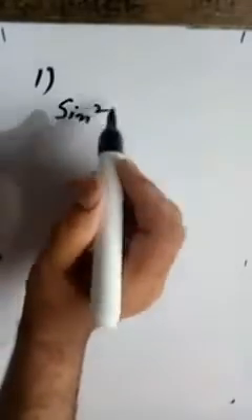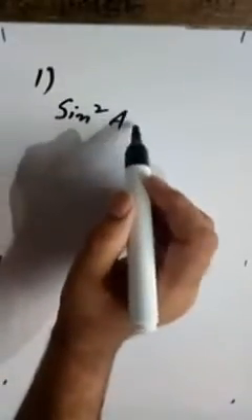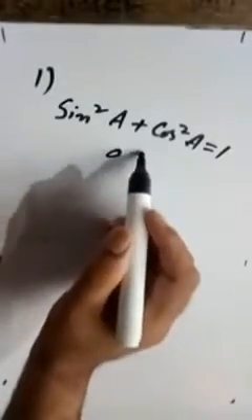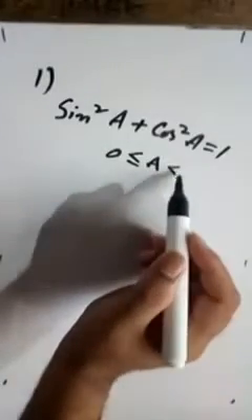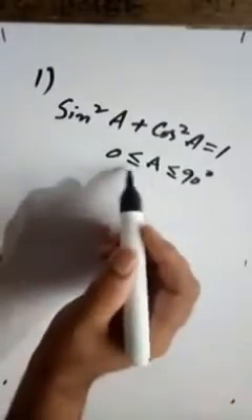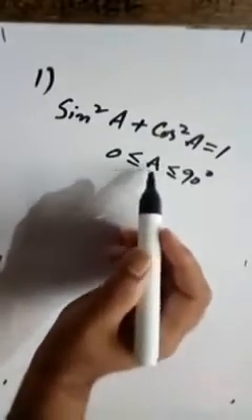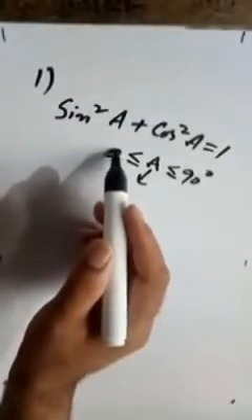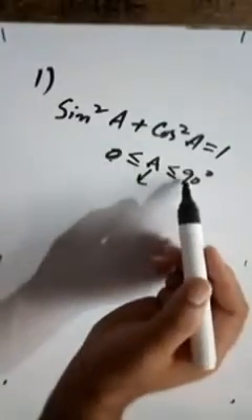The first identity is sine square a, or you can also take sine square theta, plus cos square a, it is always equal to 1. But this is true only when 0 is less than or equal to a, less than or equal to 90 degrees. That means we have to substitute the values from 0 to 90 only. Beyond 90, or for negative angles, we have to do nothing here, only substitute the values from 0 to 90.